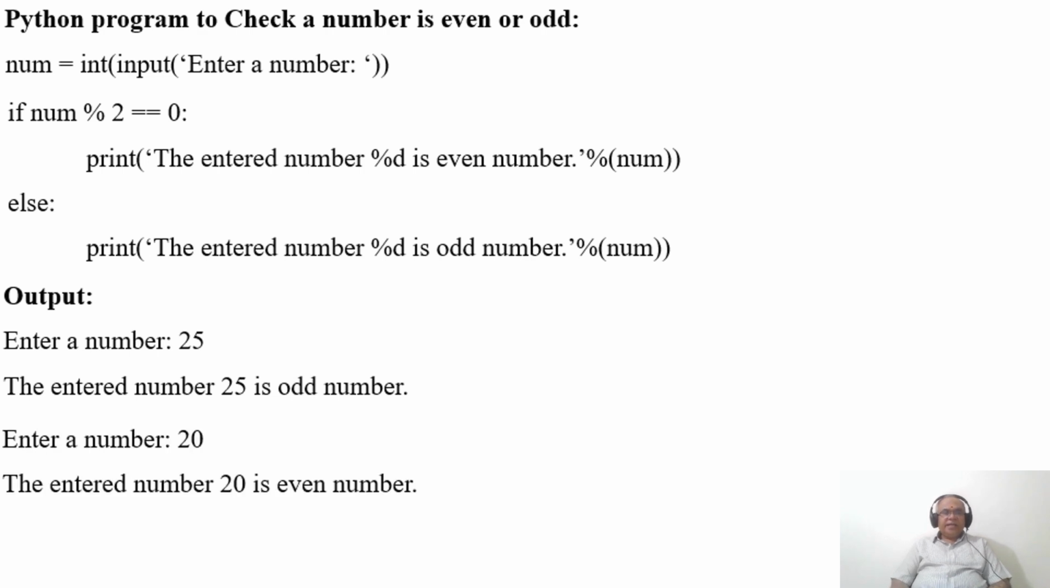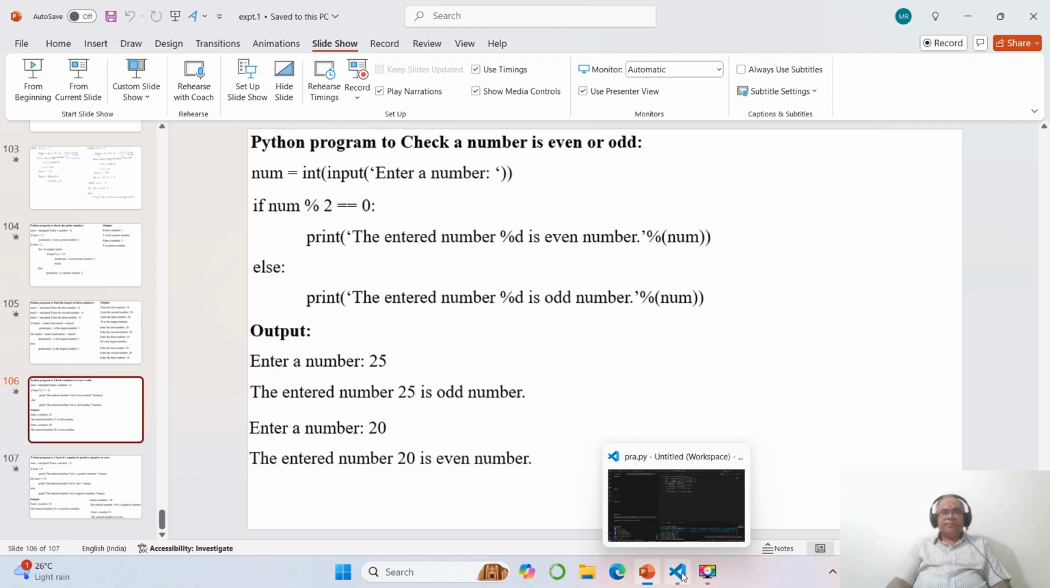Similarly, if I enter the number 20, is 20 divisible by 2? Yes, 20 divided by 2 gives remainder 0. Therefore, the entered number is an even number. So we are going to write this program.